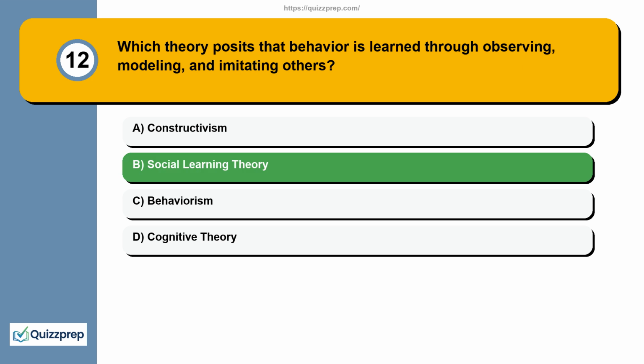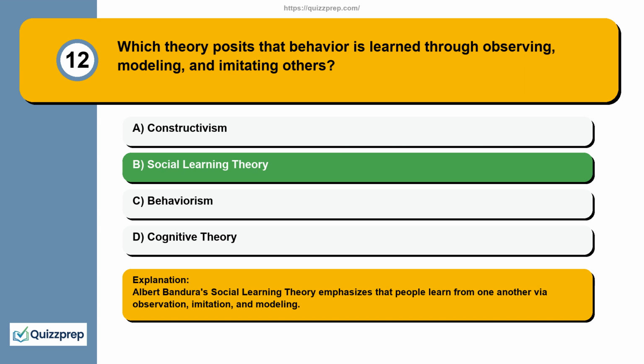The correct answer is option B. Social learning theory. Explanation. Albert Bandura's social learning theory emphasizes that people learn from one another via observation, imitation, and modeling.